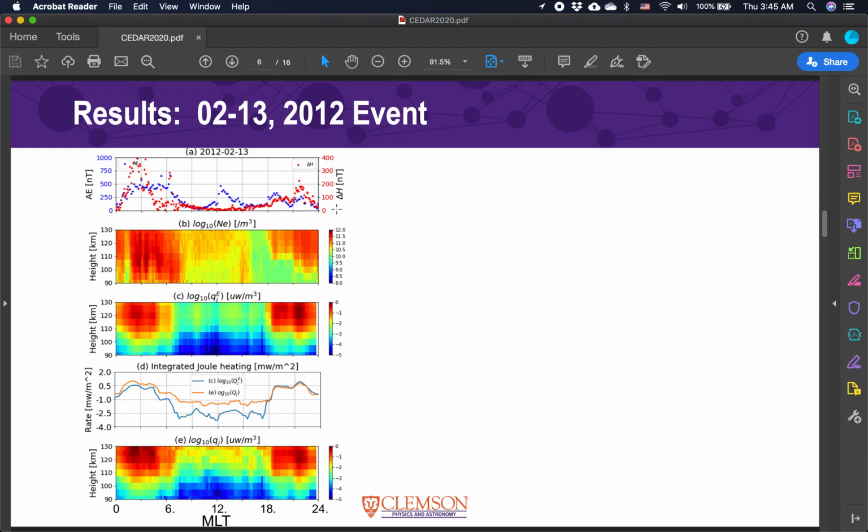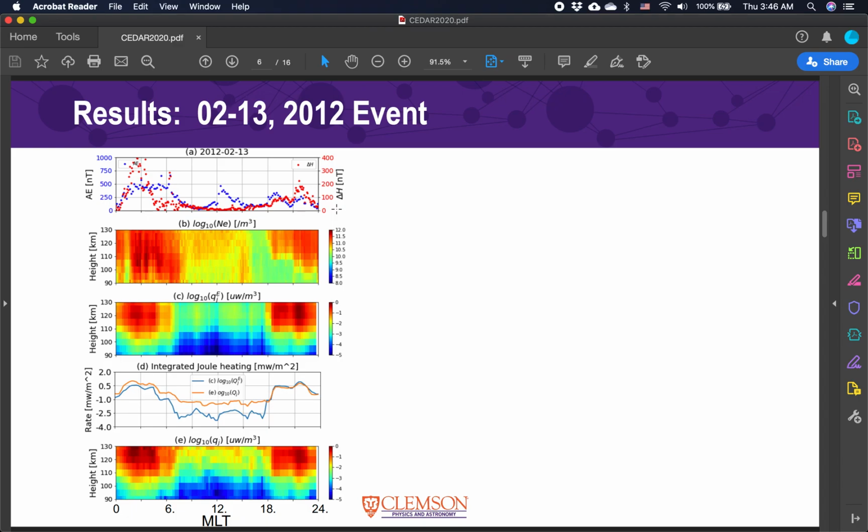But in the evening and post-midnight sector, these two Joule heating rates are increased, and especially in the evening sector, we can see that the local Joule heating can exceed the total Joule heating at some moments. That indicates that during these moments, the electric field can work to accelerate the neutral winds, and in this way, the neutral winds decrease the total Joule heating.